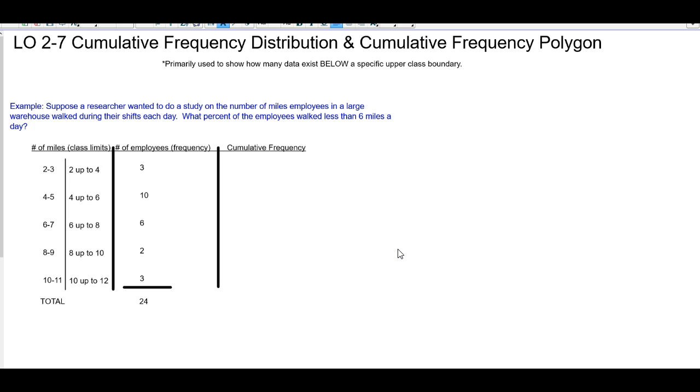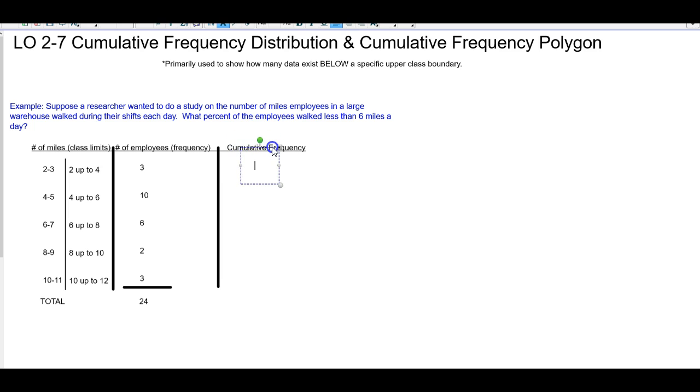So we are still using this example that we've used for all of the other problems. A researcher wanted to do a study on the number of miles employees in a large warehouse walked during their shifts each day. What percent of employees walked less than 6 miles a day? So we are going to use a cumulative frequency distribution and then create the associated polygon to go with it. The first thing we have to do is find the cumulative frequency.